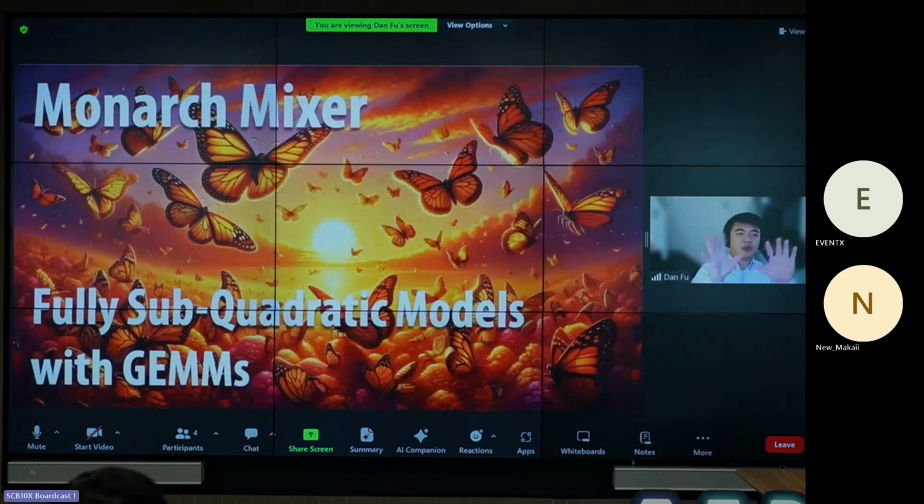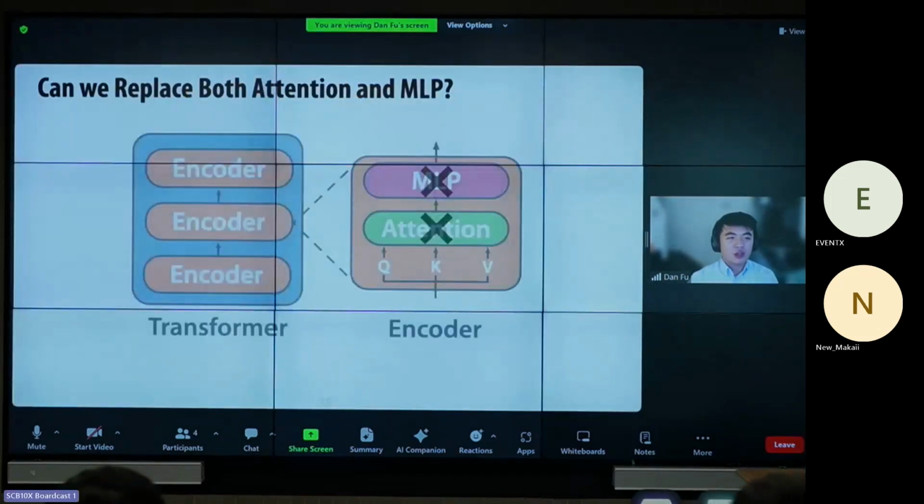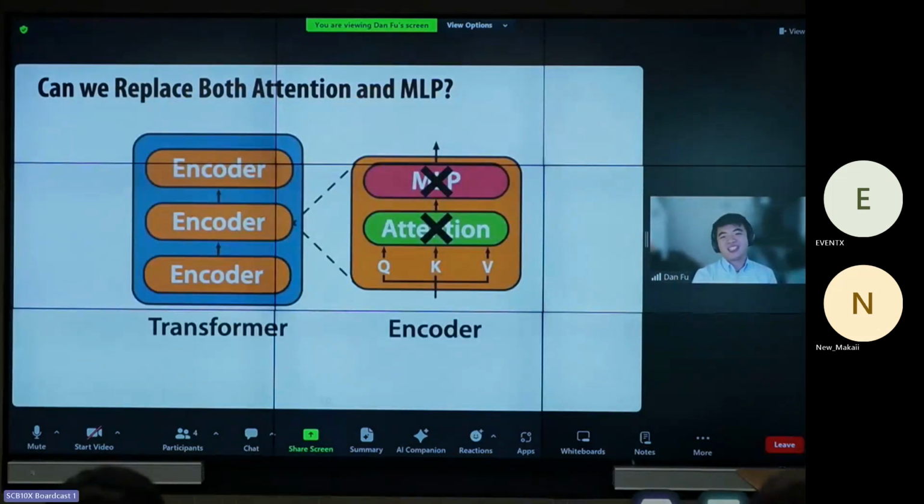Okay, so that's replacing attention. But at the beginning, I told you that there are these two aspects to transformers that we want to replace. In the second half of the talk, I'm going to be telling you about Monarch Mixer and how we got to fully sub-quadratic models in both context length and model dimension in a hardware efficient way. So as a reminder, our goal is really, can we replace both attention and MLPs in this little transformer cartoon?